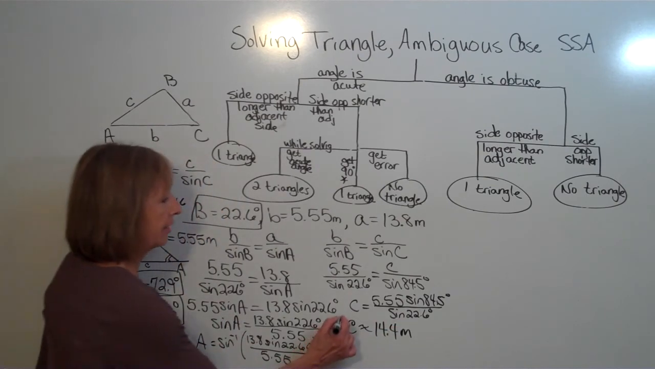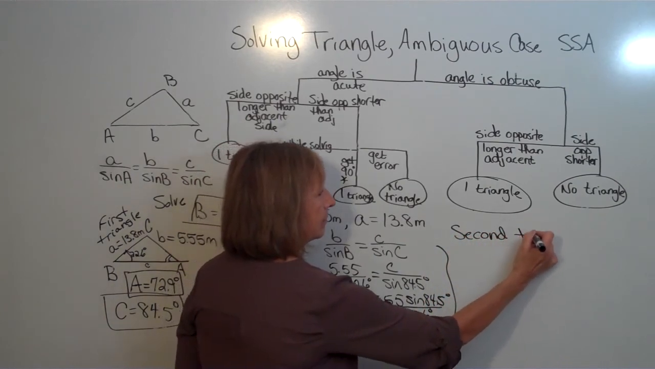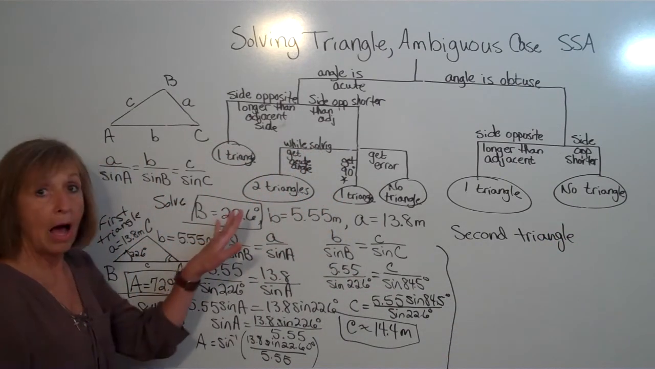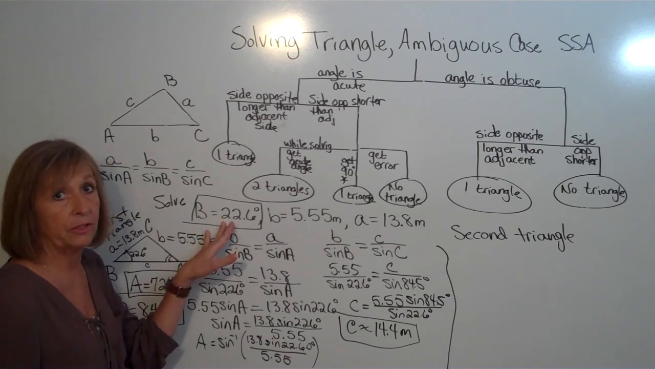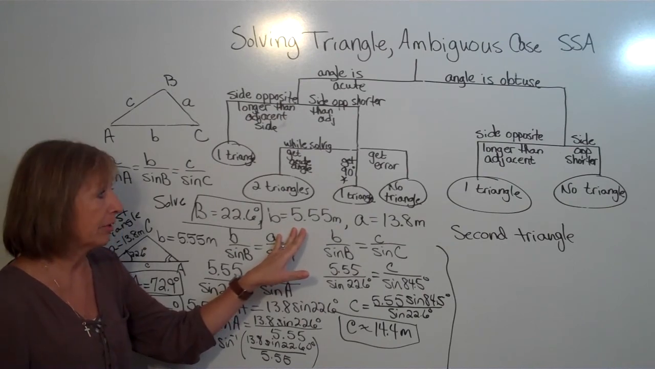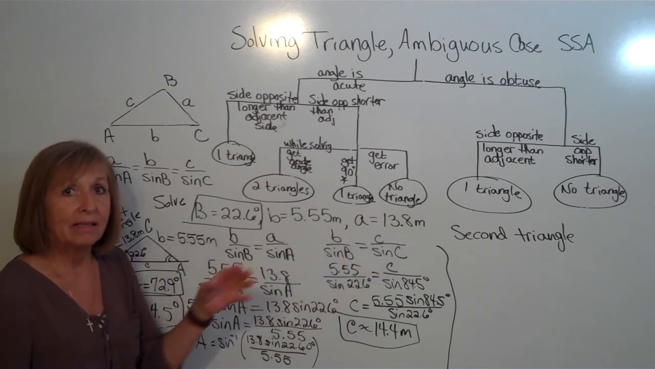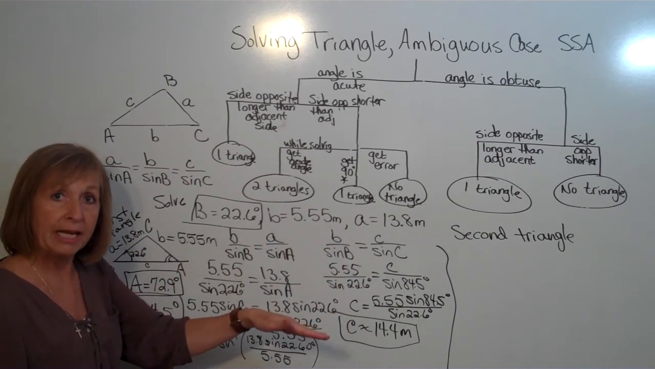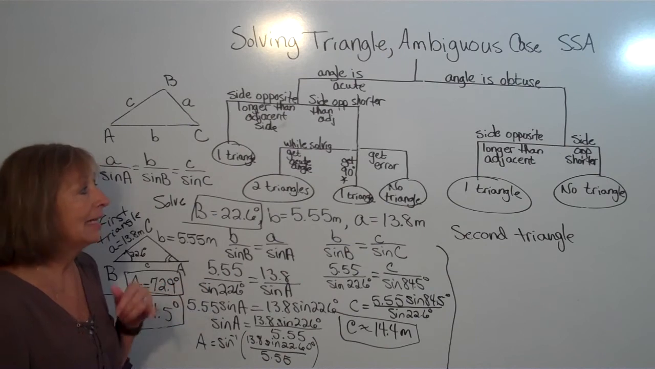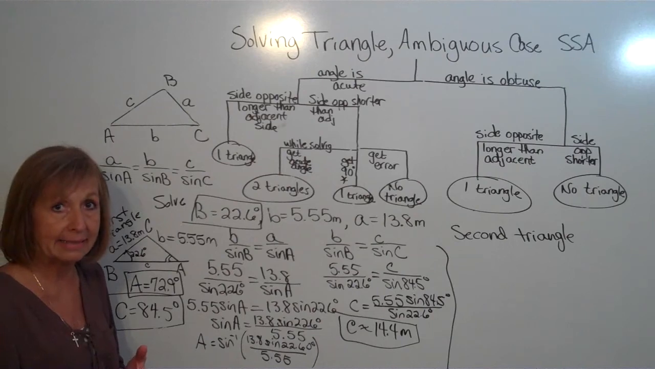Now that's our first triangle. For our second triangle, our angle B is still going to be the 22.6 degrees. Our side b is still going to be the 5.55 meters. Our side a is still the 13.8 meters. The values that are going to change a bit to get that second triangle are going to be our angle A, and then our angle C, and then our side c.